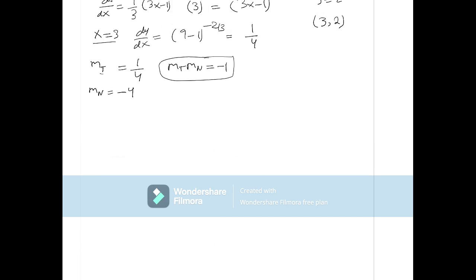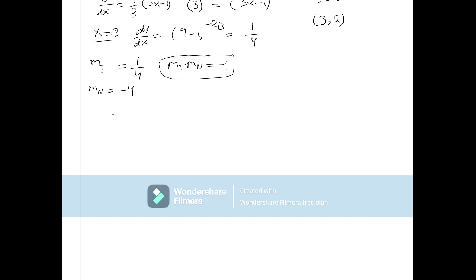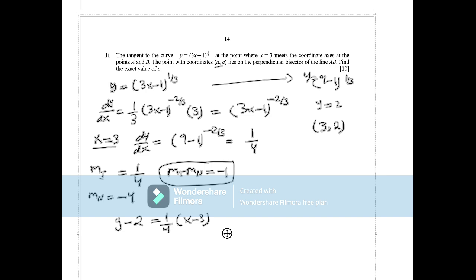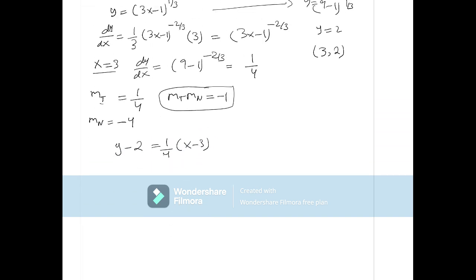Okay, we do have a lot of working space. The equation for t would be y minus 2 equals 1 by 4 times (x minus 3). It meets the coordinate axes at points A and B. We need the tangent equation to figure out our A and B. For x equals 0, your y is 2 minus 3 by 4, which is 5 by 4.